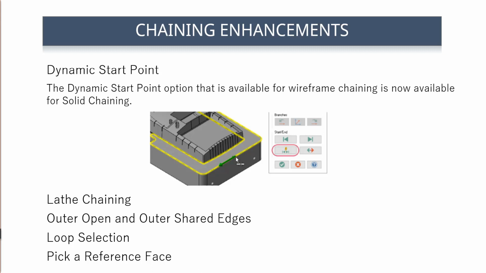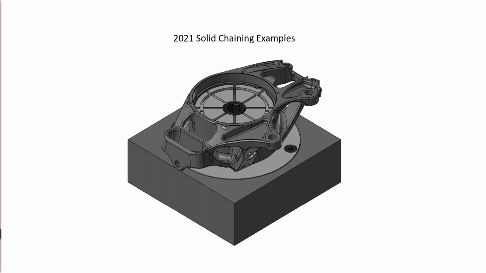Loop selection changed a little bit as far as how the C-plane works. And then pick a reference face. The reference face dialog that used to pop up with the green check saying pick a face, that is no longer, it is gone. So as we move our mouse over the loops or faces, we see the loops that it would pick. That's a very nice change for us. So let's go ahead and take a look at some solid chaining examples.